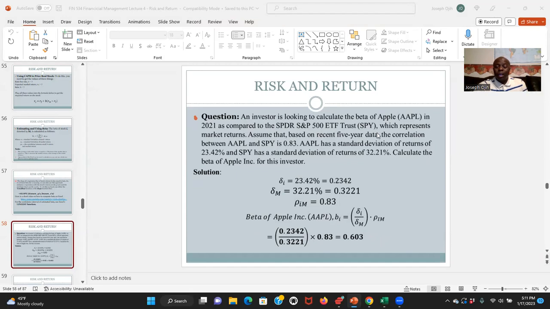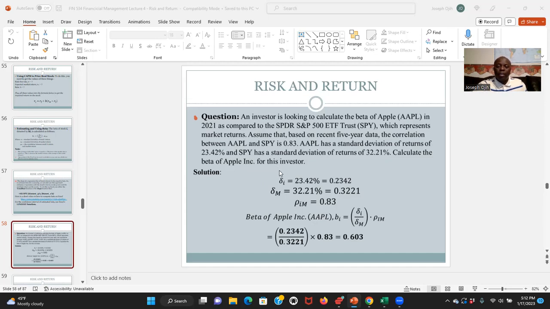So this investor is looking to calculate the beta of Apple in 2021 as compared to the SPDR S&P 500 ETF Trust, which is the market index, which represents the market return. Now, assume that based on recent 5-year data, the correlation between Apple and the market index, which is SPY, is 0.83. And Apple has a standard deviation of returns of 23.42%, and SPY has a standard deviation of return of 32.21%. Calculate the beta of Apple Incorporated for this investor.